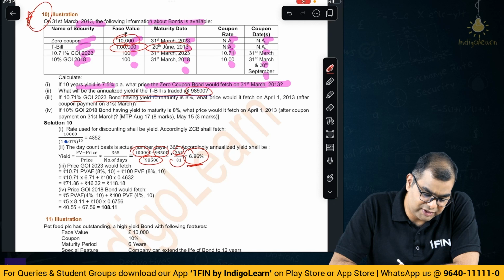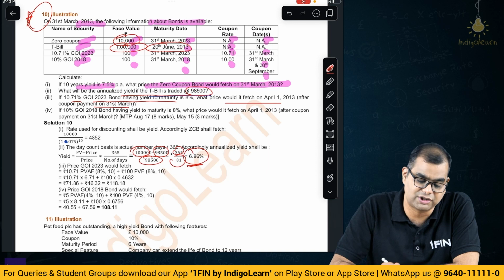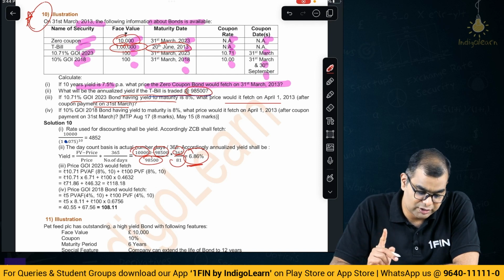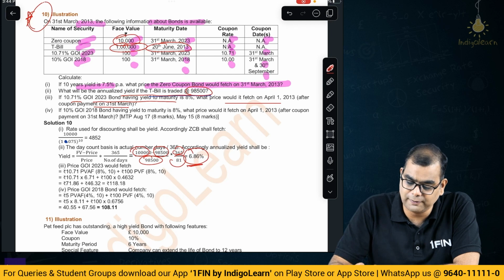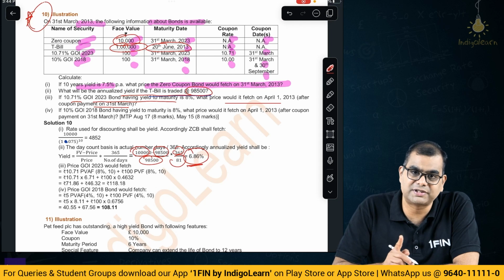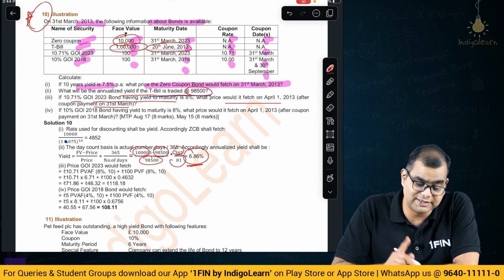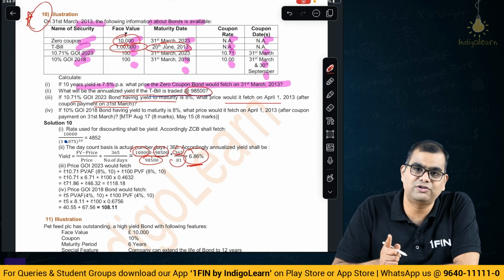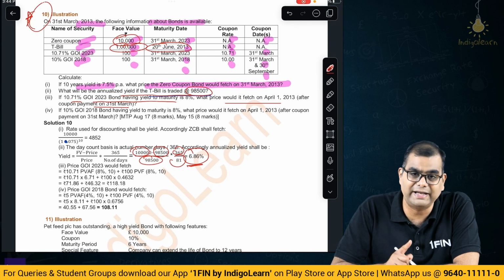Then the 10.75% GOI bond having YTM of 8%, what price would it fetch on April 1 after coupon payment on 31st of March? So, once the 31st March coupon payment is made, it is a single coupon every 31st March, maturing in 10 years. Its face value is 100, its current yield is 8%, coupon is 10.75. So, you have to first compute the present value annuity factor at 8%. Again, it is a single coupon, so you need to compute for years only. 10 points, you have to compute at 8%. What is the present value annuity factor for 10 years?